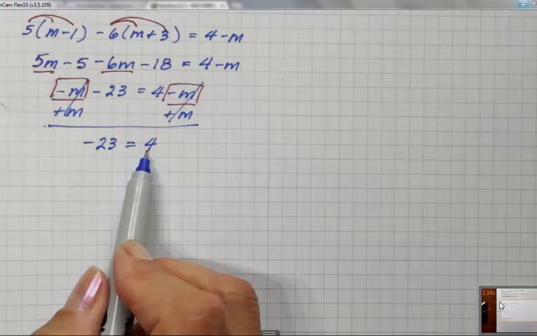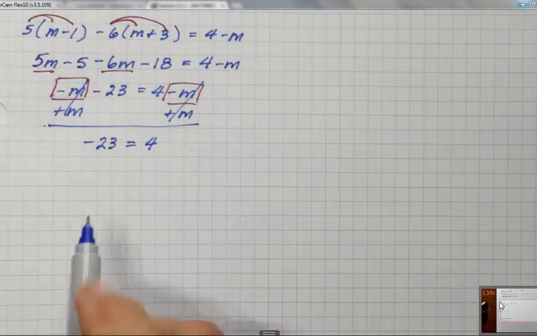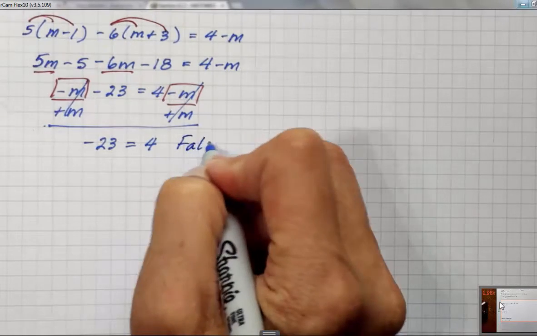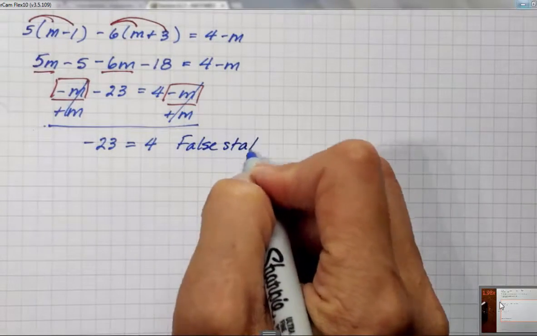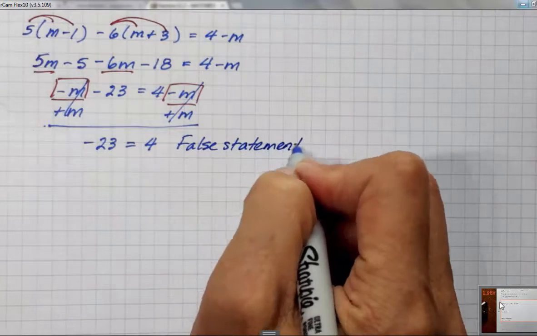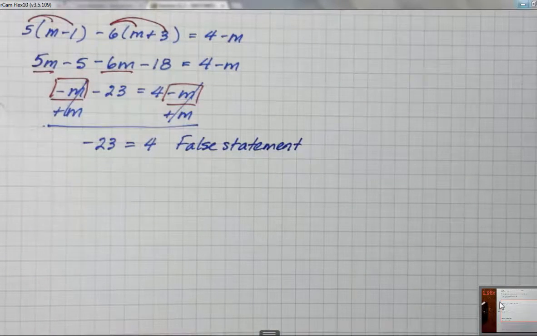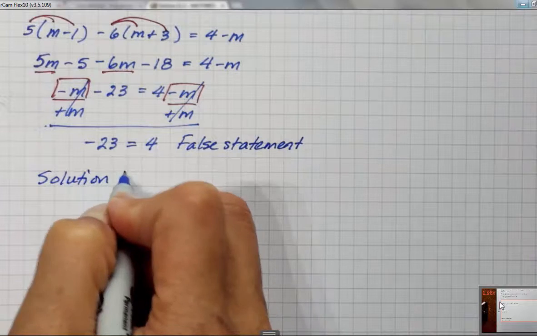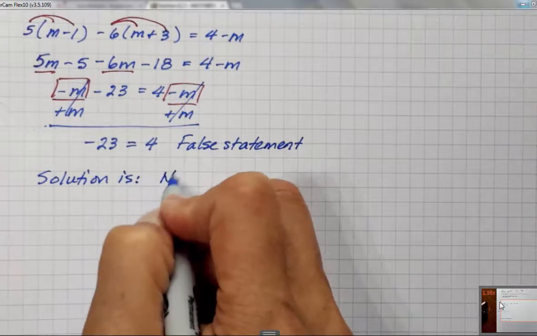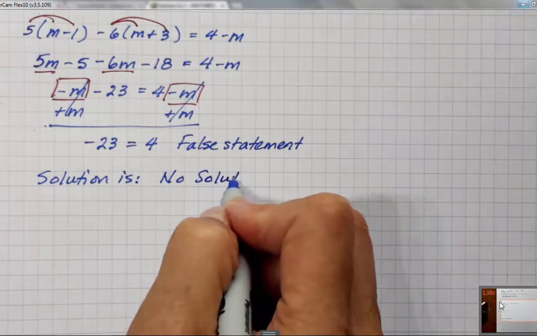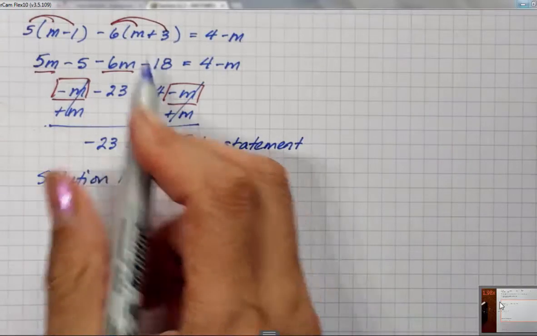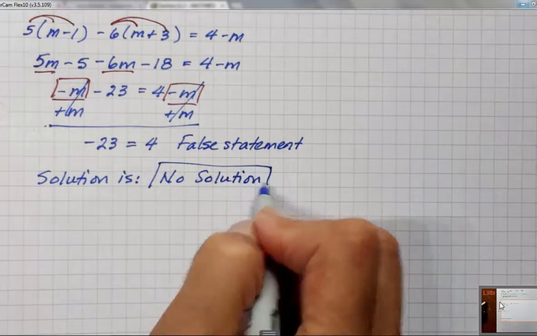Is that a true statement or a false statement? Well, it's a false statement. It can't happen. -23 is never going to be equal to 4. So therefore, that means that your solution is no solution. There is no value for m that is going to ever make this equation a true statement.